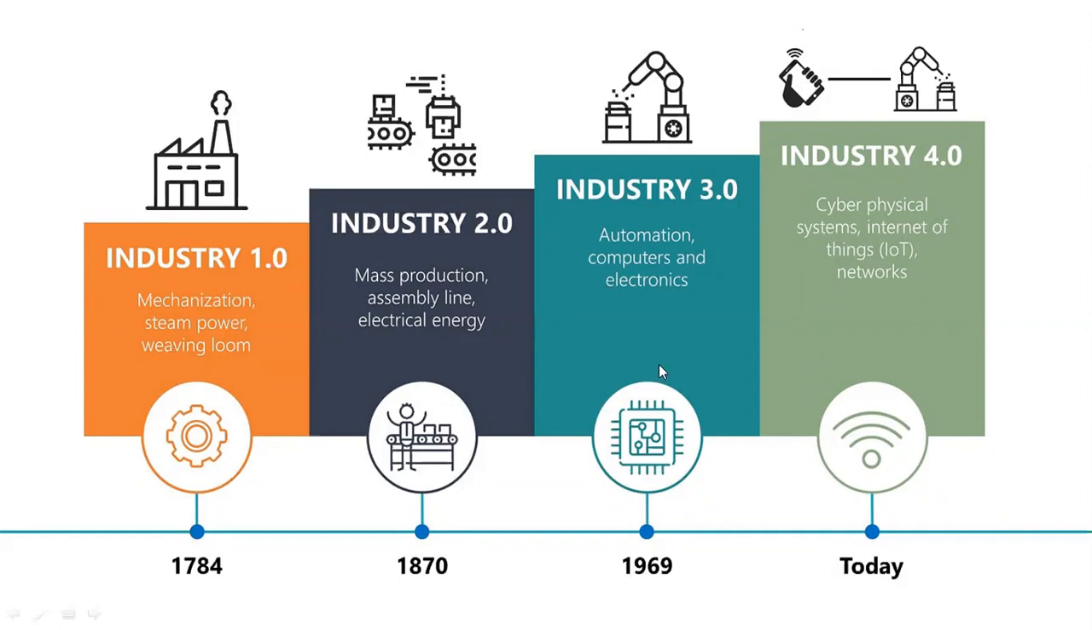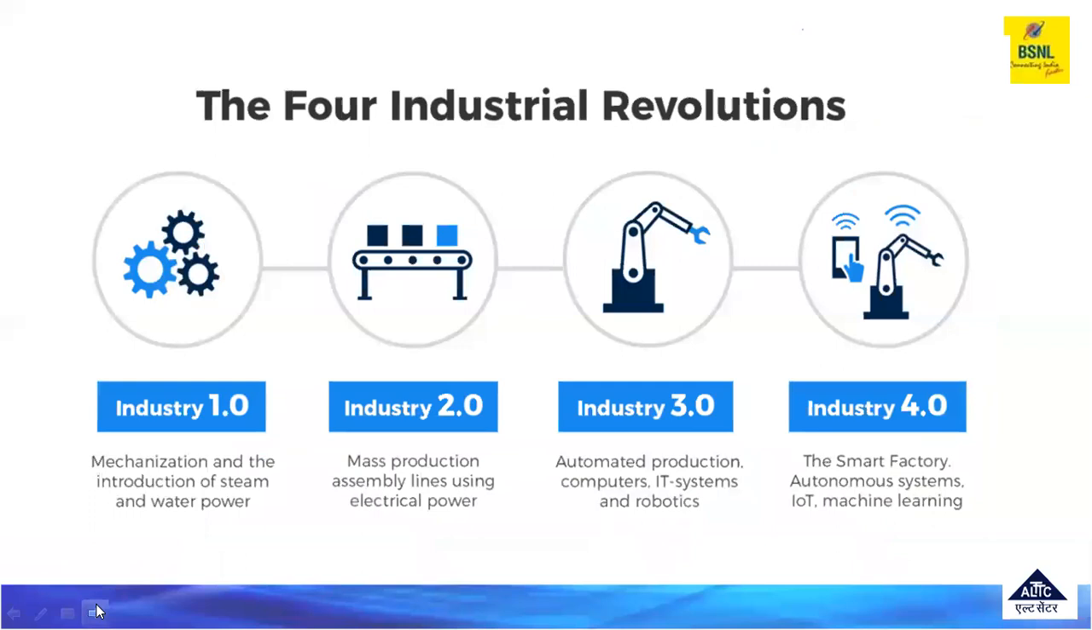Early revolution we can expect, and if industry 5.0 comes, definitely it will be over the next 20 to 30 years. Next we will enter the next revolution, and definitely it will be completely virtualized. And industry 4.0 will be the era of the smart factory.